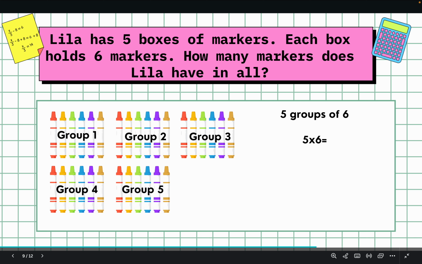Next, to get my answer, I can either count each marker in the 5 groups, or I can skip count by 6 5 times to get my final answer of 30 markers in all.